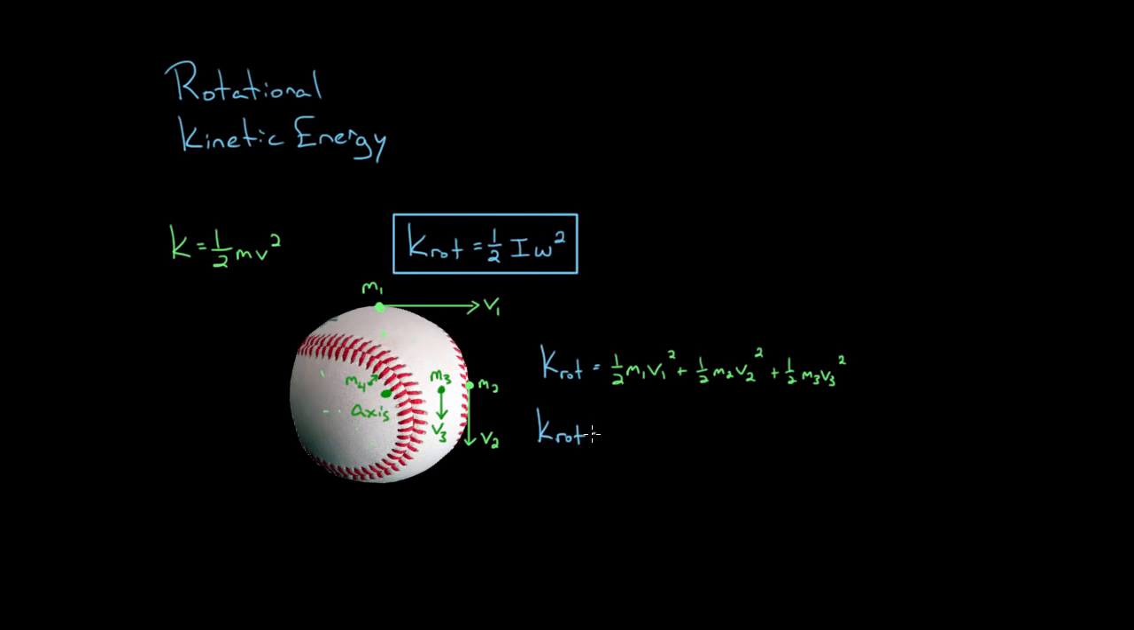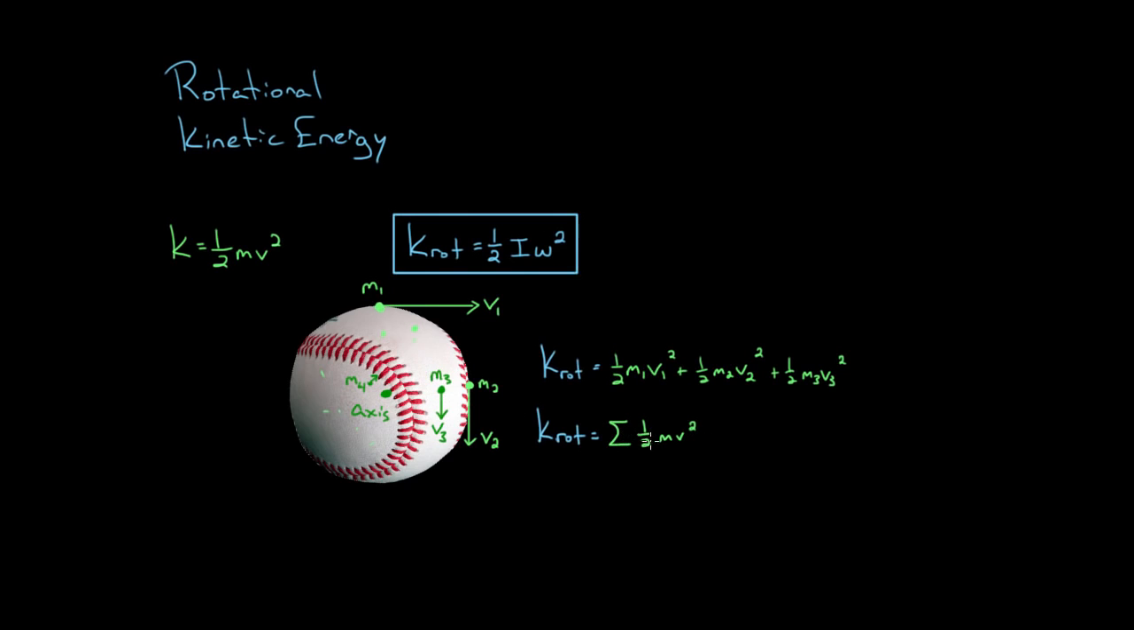K rotational is really just the sum. If I add all these up, I can write it as a sum of all the 1/2 mv squareds of every point on this baseball. So imagine breaking this baseball up into very, very small pieces. Don't do it physically, but just think about it mentally. Just visualize considering very small pieces, particles of this baseball and how fast they're going. What I'm saying is that if you add all of that up, you get the total rotational kinetic energy.